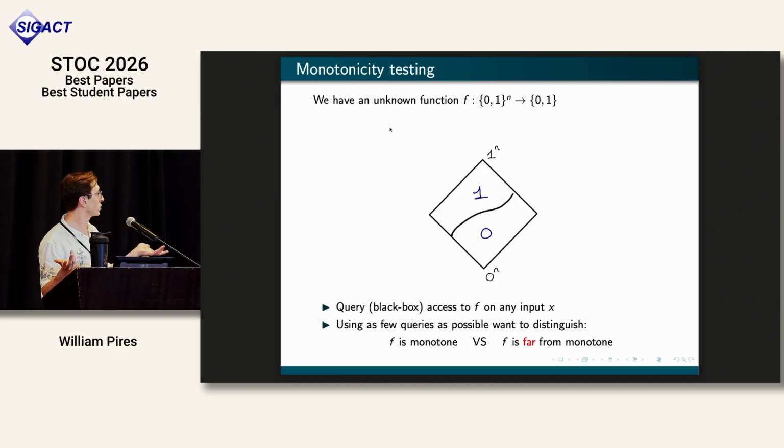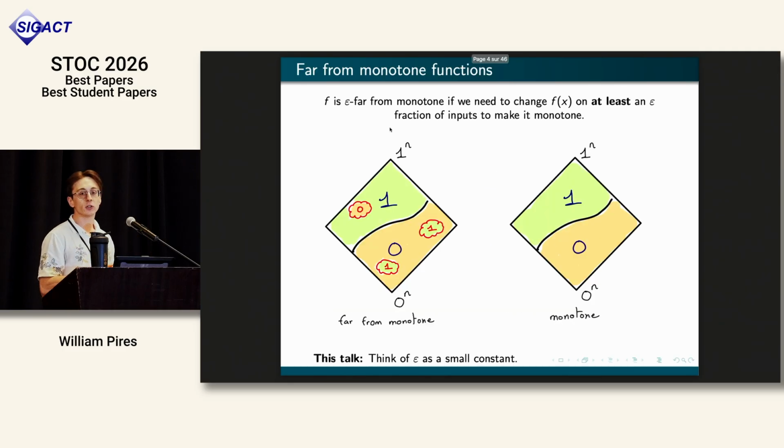So our goal in this problem is the following. We have some unknown function f, and we have query access to that function, and we want to use as few queries as possible to distinguish between two cases. Case 1, f is monotone, and case 2, f is far from monotone. So what does it mean to be far from monotone? A function f is epsilon far from monotone if you need to change that function on at least an epsilon fraction of points to turn it into a monotone function.